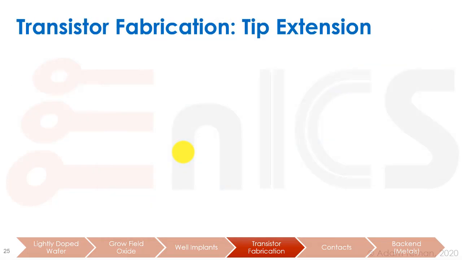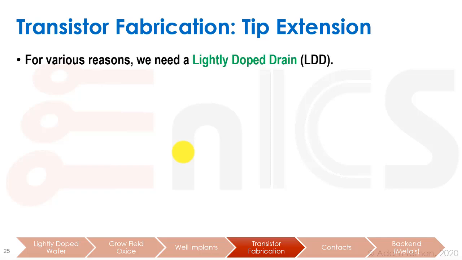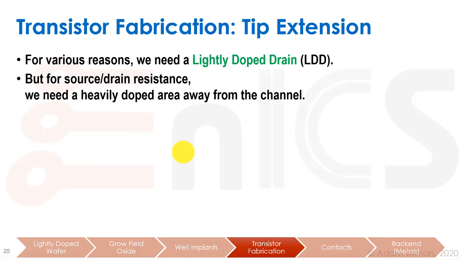Okay, another point about transistor fabrication is tip extension. So, for various reasons that we'll be discussing later on in the course, we need something called a lightly doped drain, or an LDD. That means we need the diffusion, the drain and the source that are close to the channel to be lightly doped, rather than the strong, the N plus or whatever, the strong doping we have there.